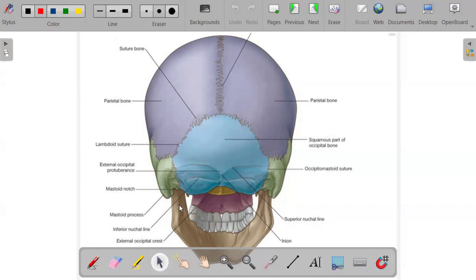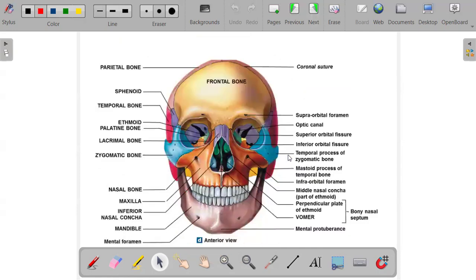Then down here, you can also see that there is this bone, which is what we call the mandible. So this is the mandible, where you find that your lower teeth are attached. Then we have the upper part, which is the maxilla. Okay, so we can go to the next one.